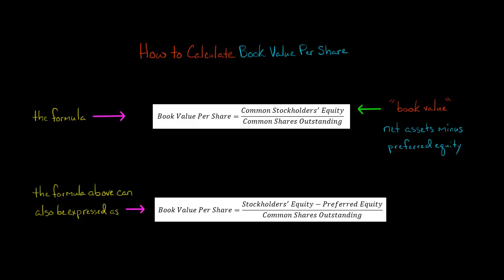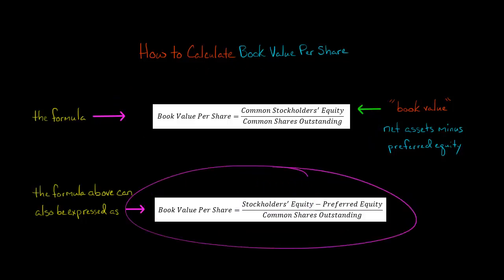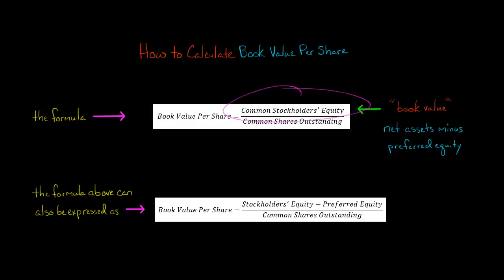Now, if you're thinking, well, what is common stockholders' equity? That's just the company's total stockholders' equity minus its preferred equity. So this bottom equation and the top equation are equivalent. I just wrote the bottom equation so you could see how common stockholders' equity is calculated. Remember, the total stockholders' equity is just assets minus liabilities. So common stockholders' equity, which is the book value of the company, is just net assets, assets minus liabilities, minus preferred equity.